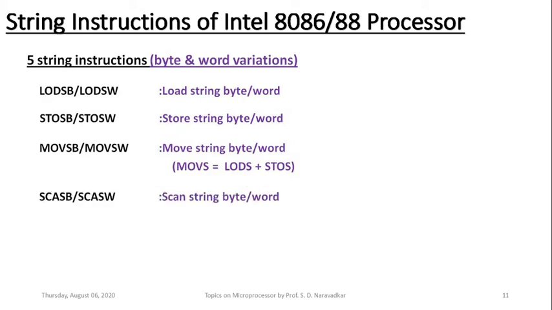Then the fourth string instruction is scan string byte, scan string word. It is basically used for searching one particular byte which is in the accumulator, or one particular word in the 16-bit accumulator AX register, within the given string. And then the last instruction is compare string byte and compare string word, CMPSB and CMPSW. Now we need to understand each of these string instructions in detail.